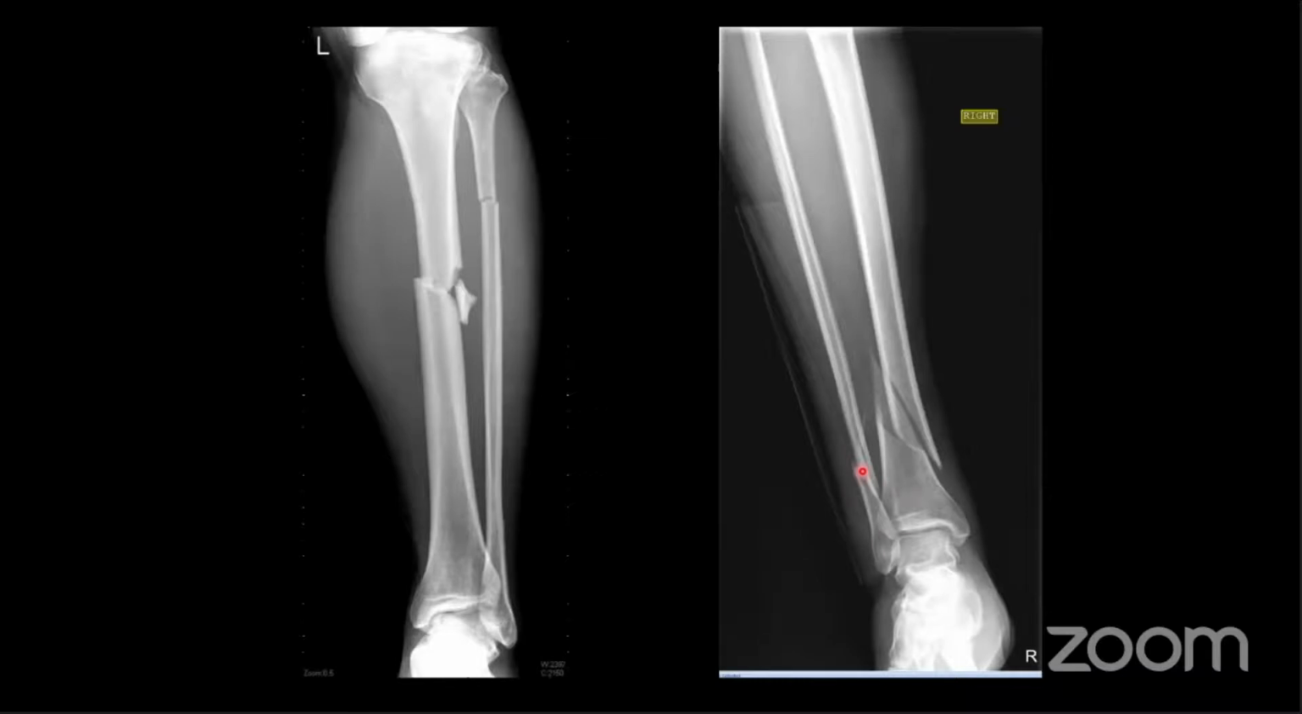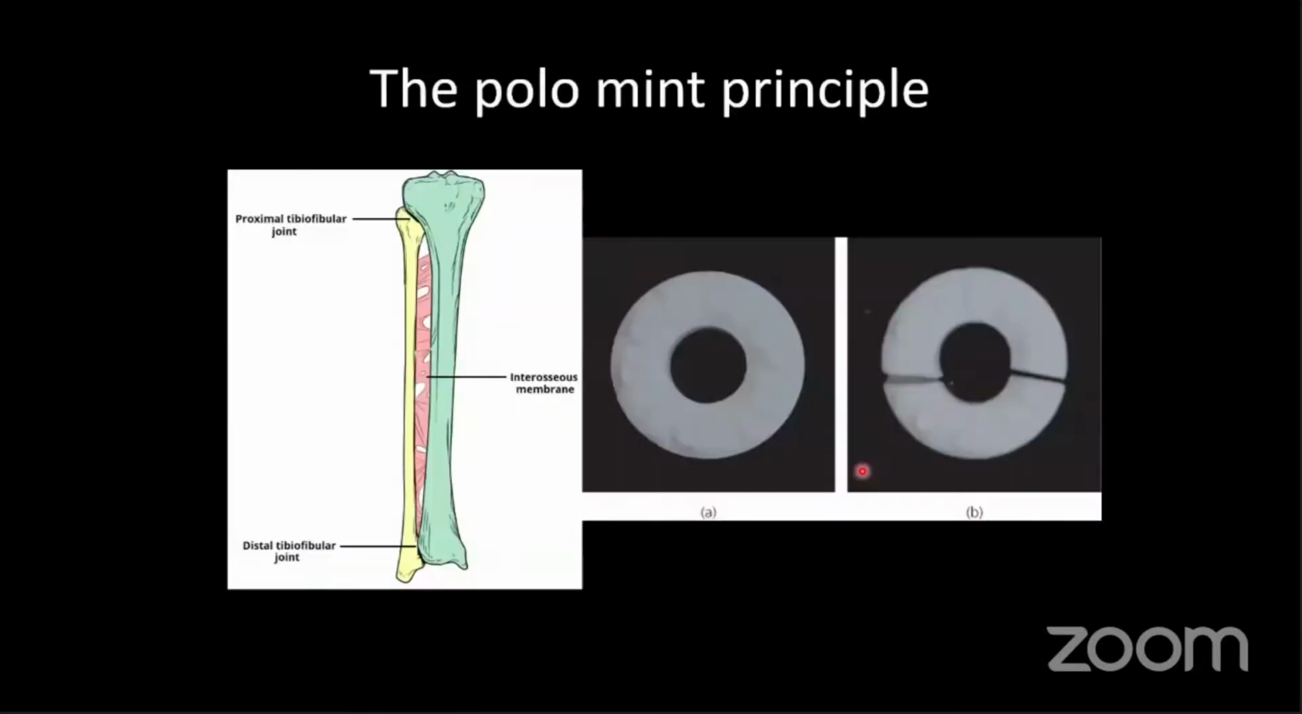The point I wanted to illustrate is something that's been referred to as the Polo mint principle. I don't know if you guys have had a Polo mint before, but it's a round mint with a hole in it. The idea is that it's very difficult to break the Polo mint in a ring just in one place. If you break it, it always breaks in two places. Similarly, if you consider the tibia and the fibula as a system, it's connected by the proximal tibiofibular joint up here and the distal tibiofibular joint down here.